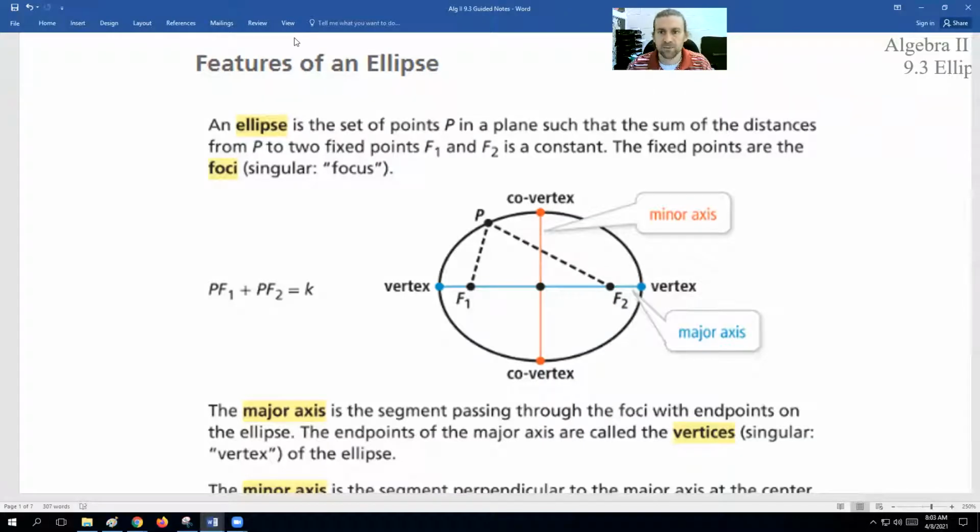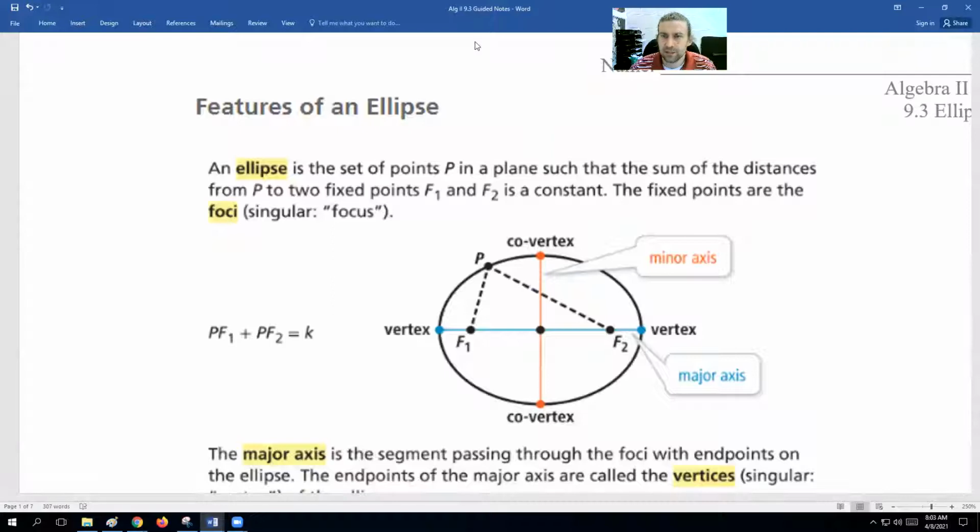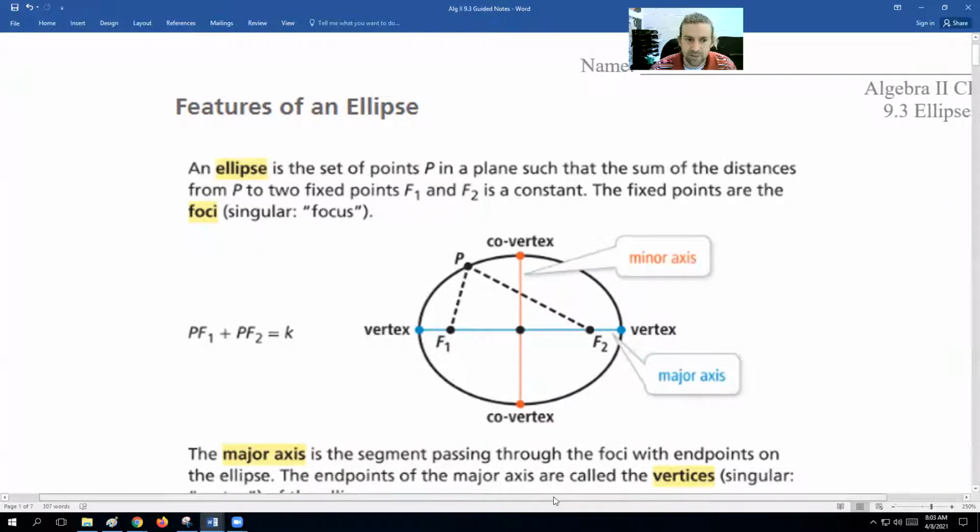Hey guys, Mr. Riz here to help you out on the kind of real first day of ellipses. I know we went through a day and did the interactive websites to familiarize ourselves with what an ellipse is and how it works, how the formula looks. But today we're going to jump right into it.